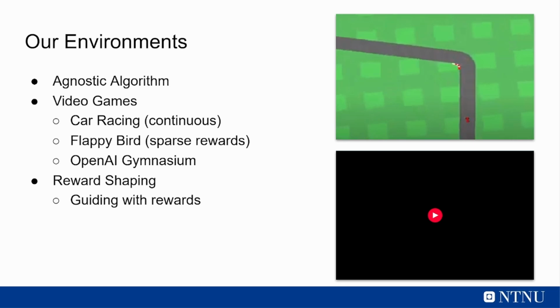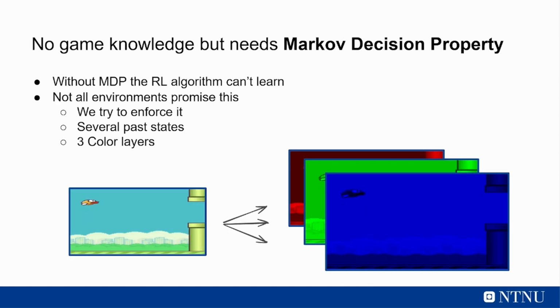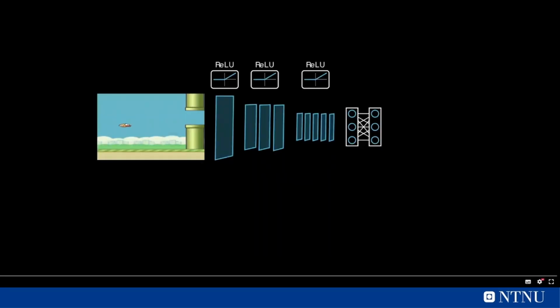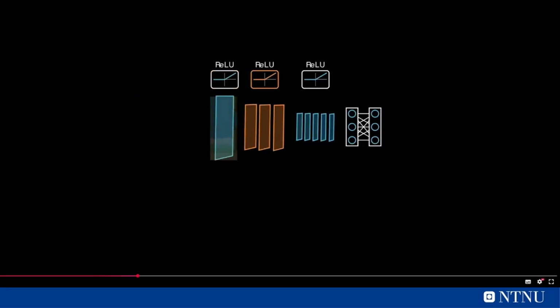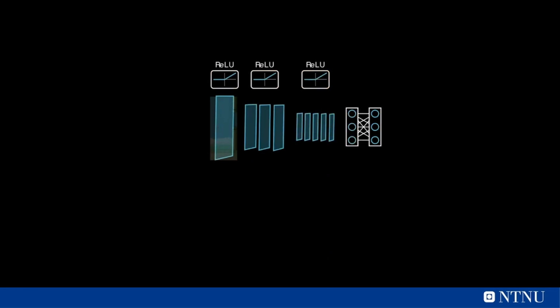We also utilized reward shaping to help guide the reinforcement learning. Without MDP, the reinforcement learning algorithms can't really learn. And not all environments can promise this. A series of frames have therefore been used to give the reinforcement learning algorithm more states to deal with. With this, it can try to understand physics, like for example in Flappy Bird. Here we have a visualization of how we go from the Flappy Bird environment to an abstract state that the system can actually use.